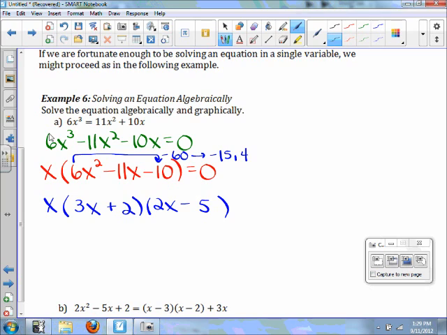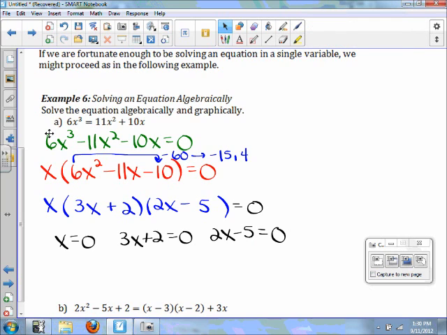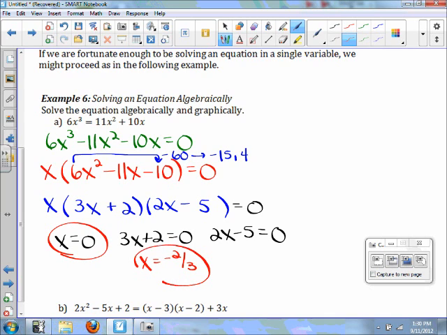Now when we solve this with the zero factor property, here's what we're going to have. Our x equals 0, 3x plus 2 is equal to 0, and 2x minus 5 is equal to 0. Which means, again, x will be 0, x equals negative 2/3, and x will equal 5/2.